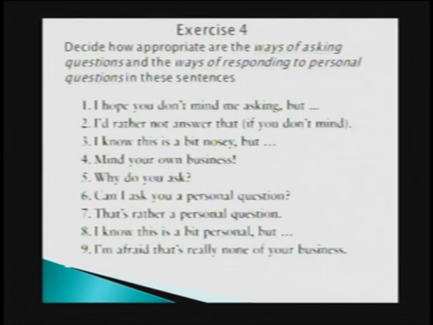Okay? So, number 3, I know this is a bit nosy. Nosy, ¿verdad? Viene de la nariz. I know this is a bit nosy, but yo sé que estoy como poniendo las narices en algún asunto.